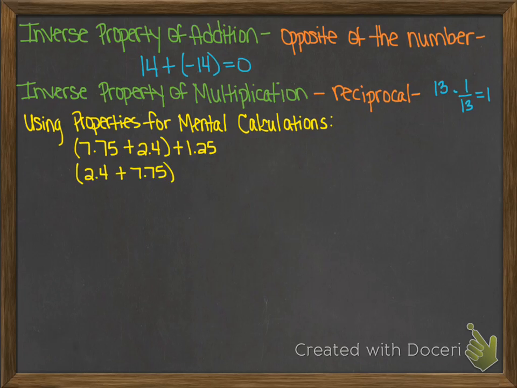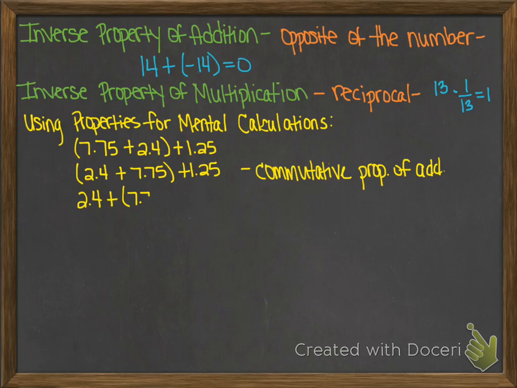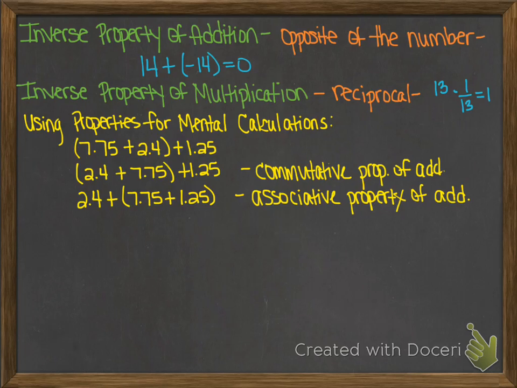this, we can first use the commutative property of addition. Rearrange what's inside those parentheses. So now I have 2.4 plus 7.75 inside the parentheses, and I still have 1.25 on the outside of the parentheses. Now why this was helpful, because on the next step, if I use the associative property of addition, notice I can rearrange those grouping signs. So by doing that, now I have 7.75 plus 1.25 inside my parentheses.